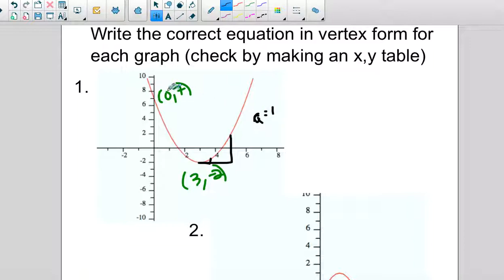But it doesn't hurt to plug this in for x, plug this in for y, and actually solve for a, which we just did in the last slide. But I think your final answer ends up being here, since the a value is 1, as y equals 1. You don't need to write the 1, though. It's just going to be x minus 3 squared and then minus 2. Right, 3 down 2. And that's it.